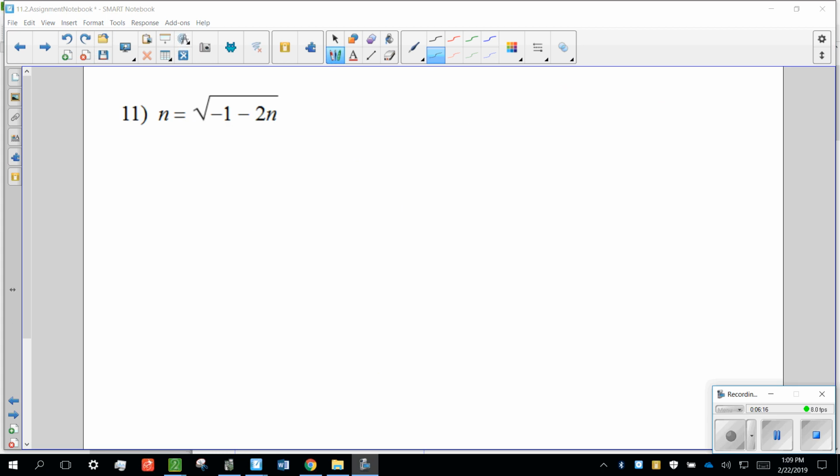Number 11. Alright, the square root's already by itself, so let's square it. If we square that side, we gotta square this side. So that will leave us with n squared equals negative 1 minus 2n, because the square and the square root cancel each other out.